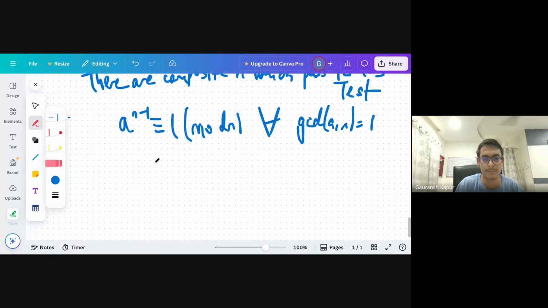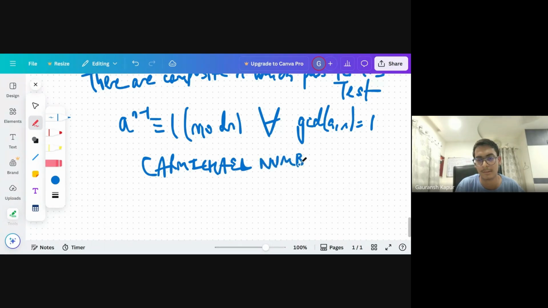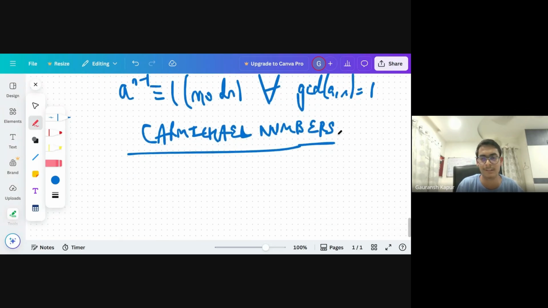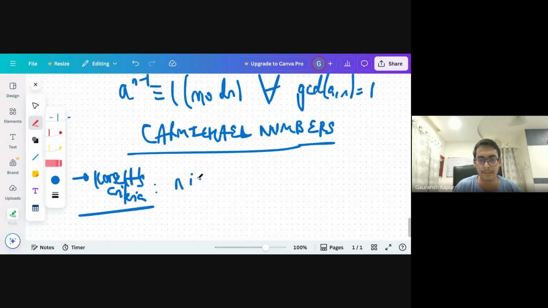And these numbers are what we call Carmichael numbers. So these were discovered by, I think, Robert Carmichael or something in the 1900s or late 1800s. So these are very interesting numbers. Let me just state a few properties about them. So firstly, there is this criteria called Korselt's criteria, which is a necessary and sufficient condition for n being Carmichael.